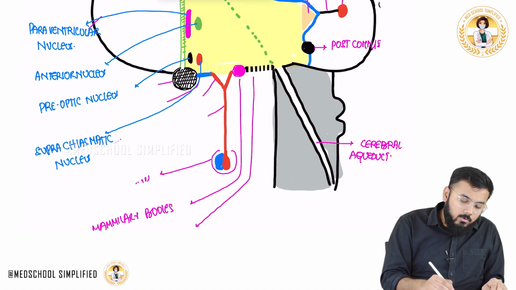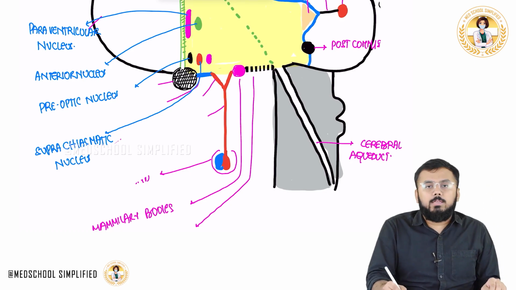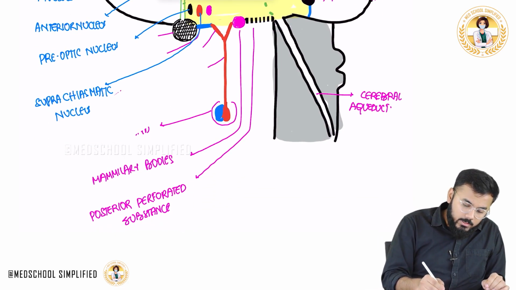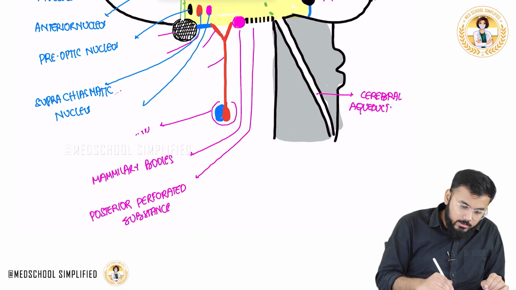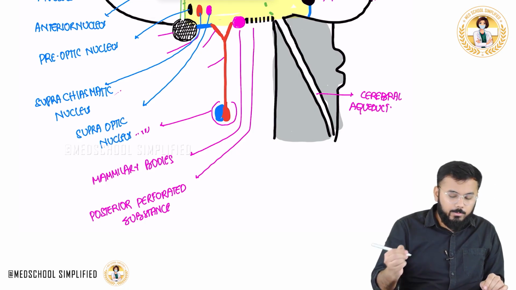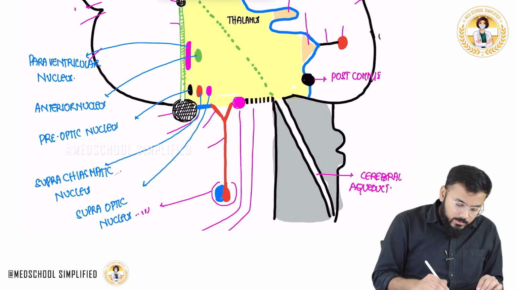Next, we have got another important nucleus, right? This nucleus is located behind the suprachiasmatic nucleus. So this nucleus over here is called the supraoptic nucleus. So what is this nucleus over here called? See, this nucleus over here is called your supraoptic nucleus. Supraoptic nucleus.